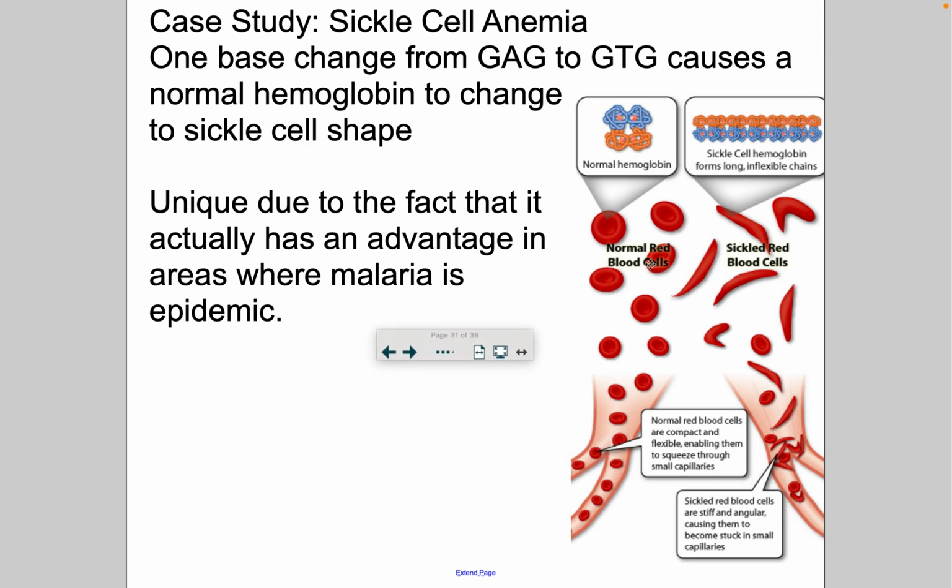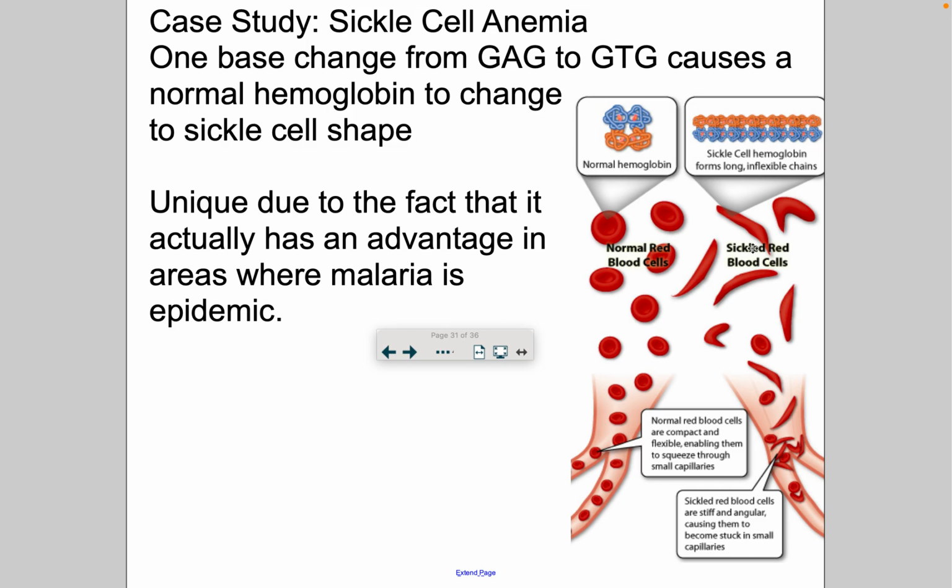So normal red blood cells kind of look like tiny little donuts, and this is what normal hemoglobin is made up of. Each one of these is a big polypeptide subunit that bonds together to form this massive protein complex, aka red blood cells. And sickle cell anemia is a disorder where one base change from GAG to GTG causes the normal hemoglobin, this nice little pocket area where it can hold oxygen, to change to sickle shape. So they form long, inflexible chains. And yes, that is a disadvantage in a lot of places of the world.